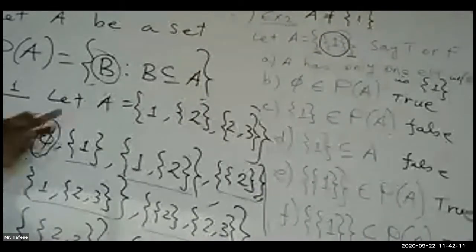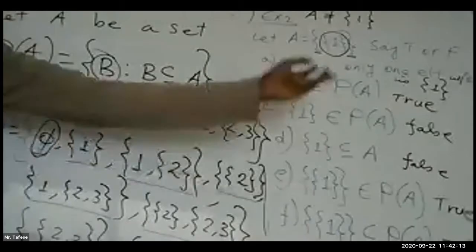Let me take you to the previous example before I go through the discussion. By the way, F is false because, as you can see there, it is false.